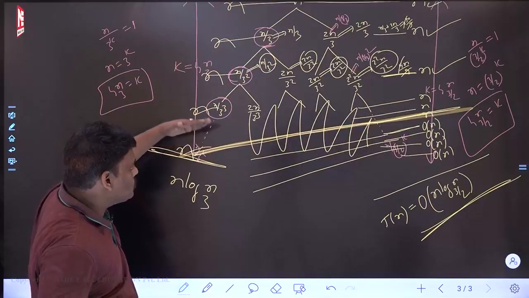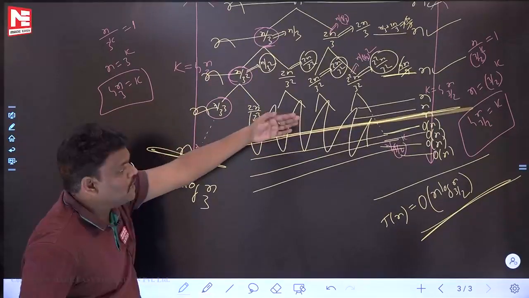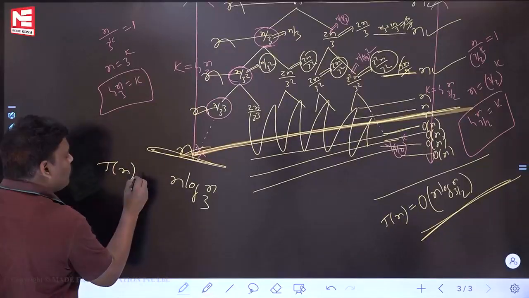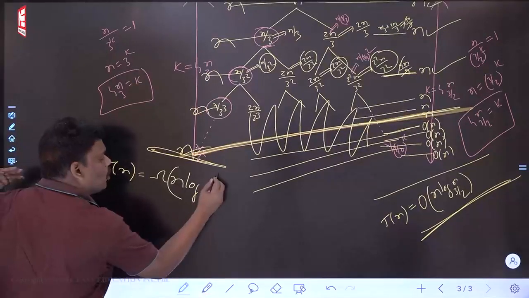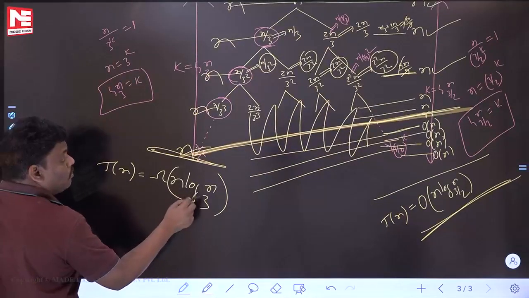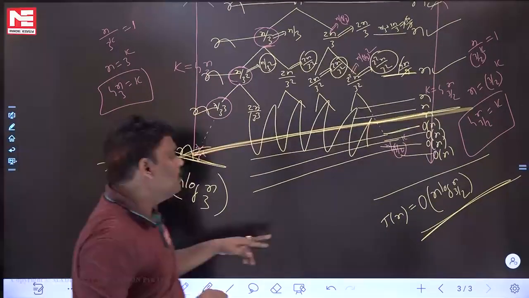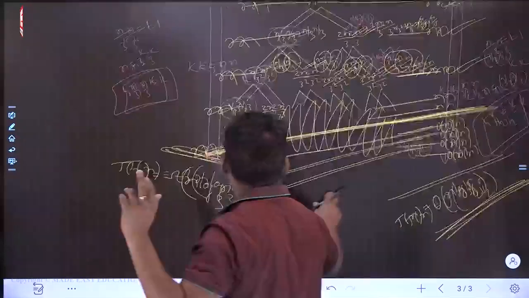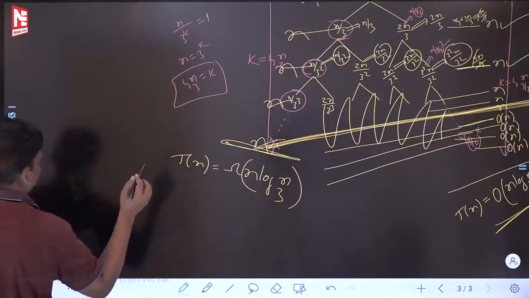I think I stopped at a small place only. Even though on the right hand side some more people are coming, I am stopping here only. What is the meaning? Comparing with the actual answer, this answer is smaller. The actual answer is Tn. Comparing with Tn, this n log n base 3 is smaller. Comparing with Tn, this n log n base 3 by 2 is bigger. Some people are asking, sir, what is the Tn?